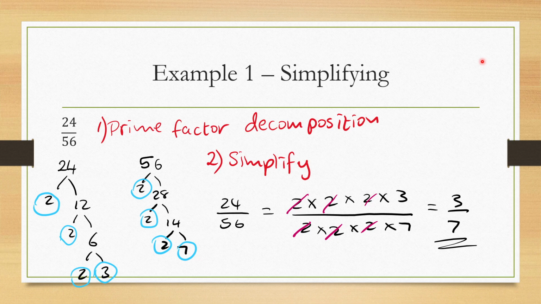Now if you take a calculator out, and then if you actually see what the values are, what you can see is 3 over 7 is actually 0.4286. So that's the value of 3 over 7. Now if you take the 24 and divide it by 56, that's the same as saying 0.4286. So these are both the same values. So because they're both the same values, I know that 3 over 7 is actually the simplified fraction of 24 over 56.